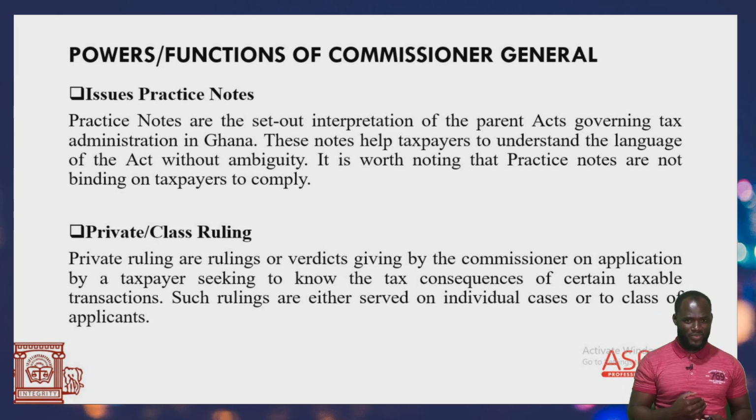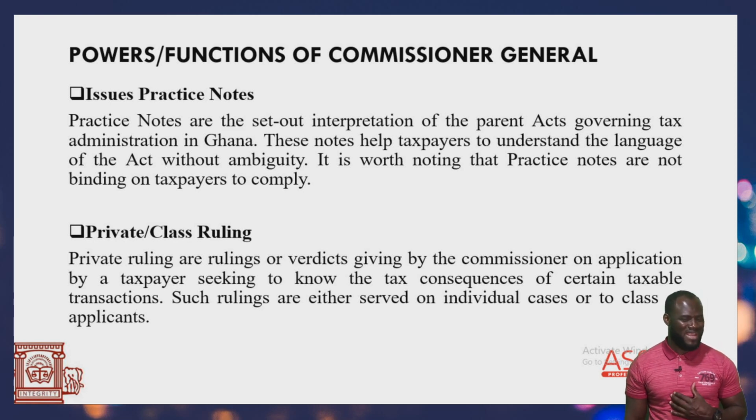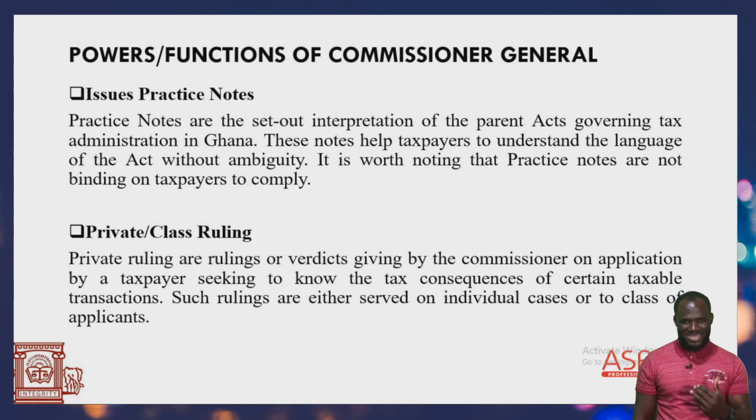So the ruling that the Commissioner General might give you as an individual or class of persons is what is referred to as a private ruling or a class ruling. Again, a private ruling or class ruling is not binding on the taxpayer. It is only binding on the Commissioner General. So if the taxpayer still believes, or has reason to doubt, that the ruling given by the Commissioner is not fair or does not sit well with you as a taxpayer, you have every right to apply to the court for proper interpretation of that aspect of the law.